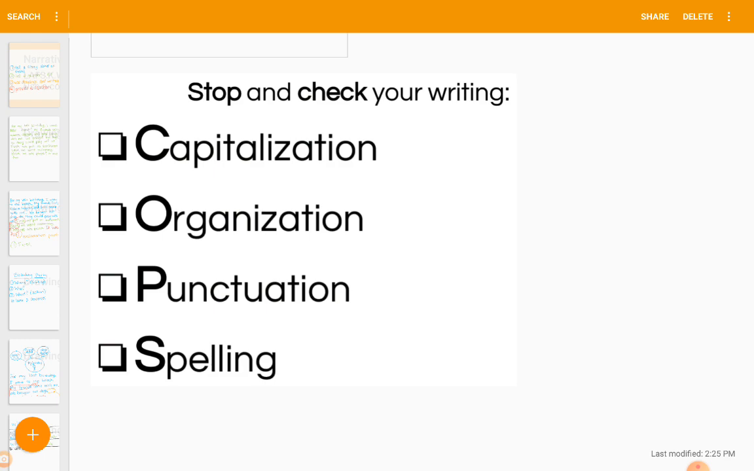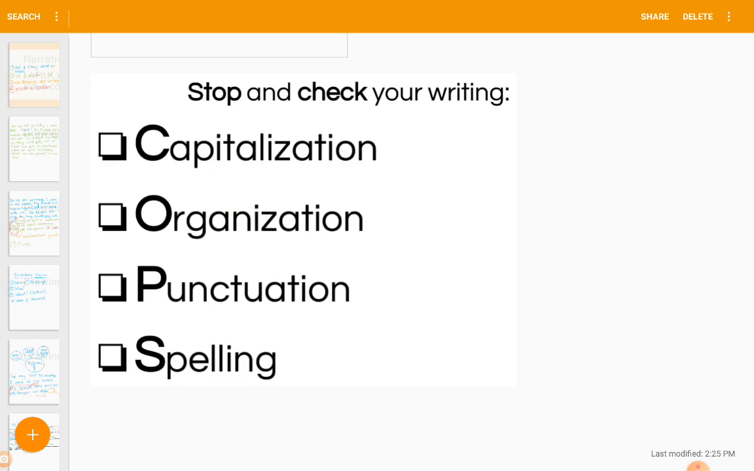P stands for punctuation. So periods, question marks, and exclamation points. Are those there? Are they in the right spot? Are we using the right form of punctuation? And finally, S, spelling. We need to make sure our words are spelled correctly so our reader knows what we are trying to say.